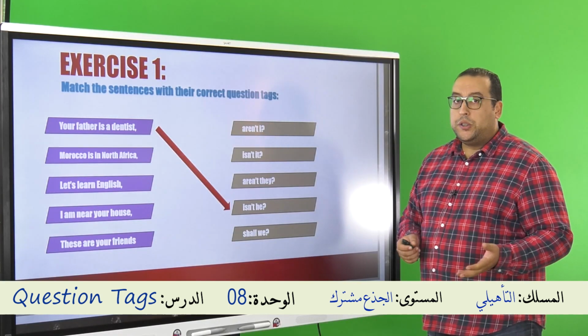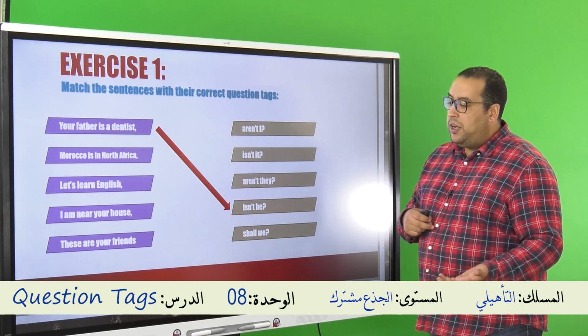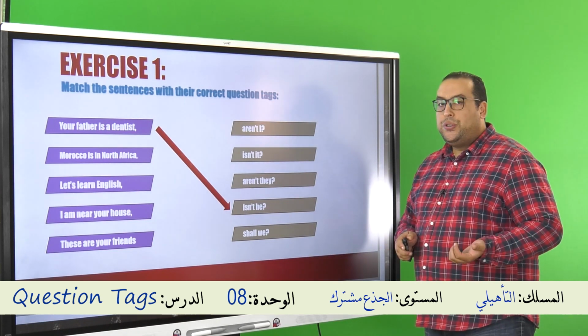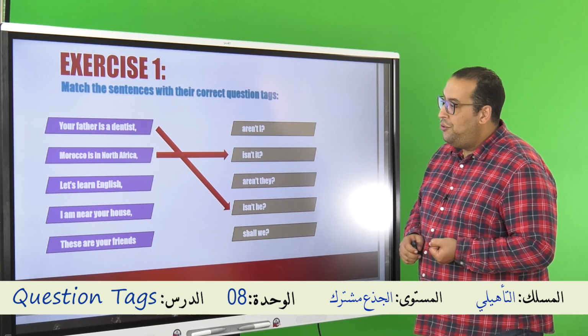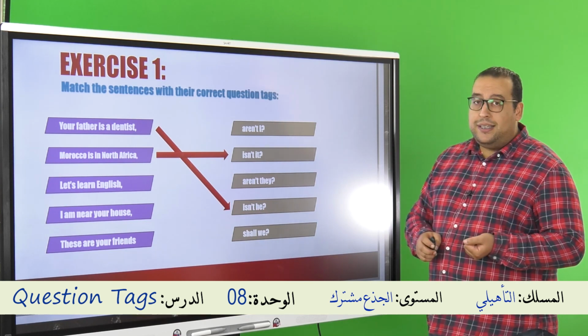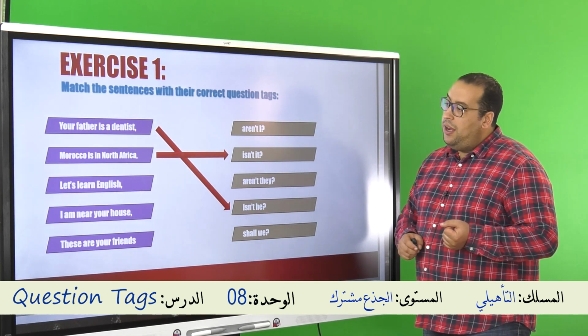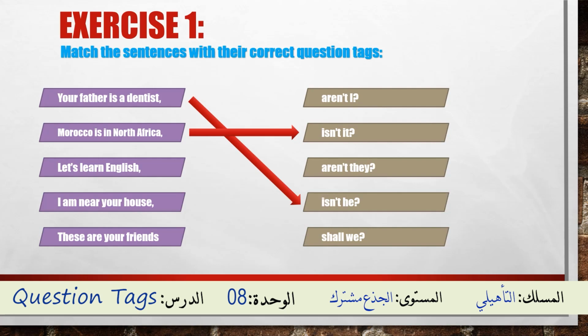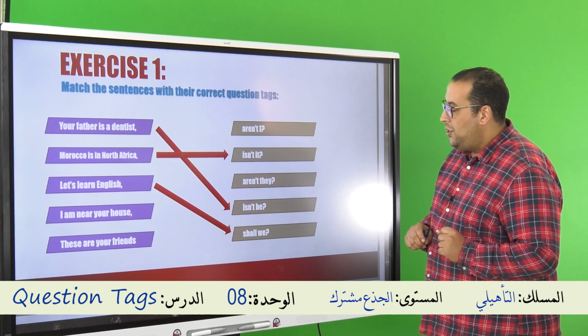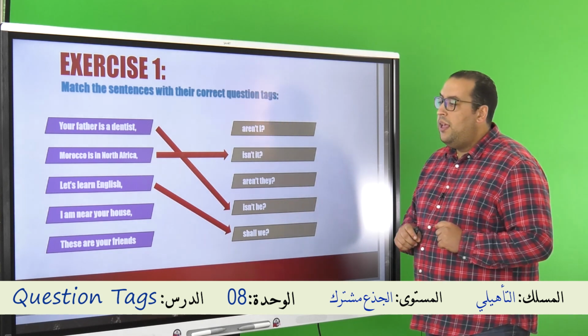Morocco is in North Africa. Morocco is not a human, and for animals and objects we use it. So Morocco is in North Africa, isn't it? Let's learn English. Here we have the exception that we have seen before. Let's is used with shall we. So let's learn English, shall we?